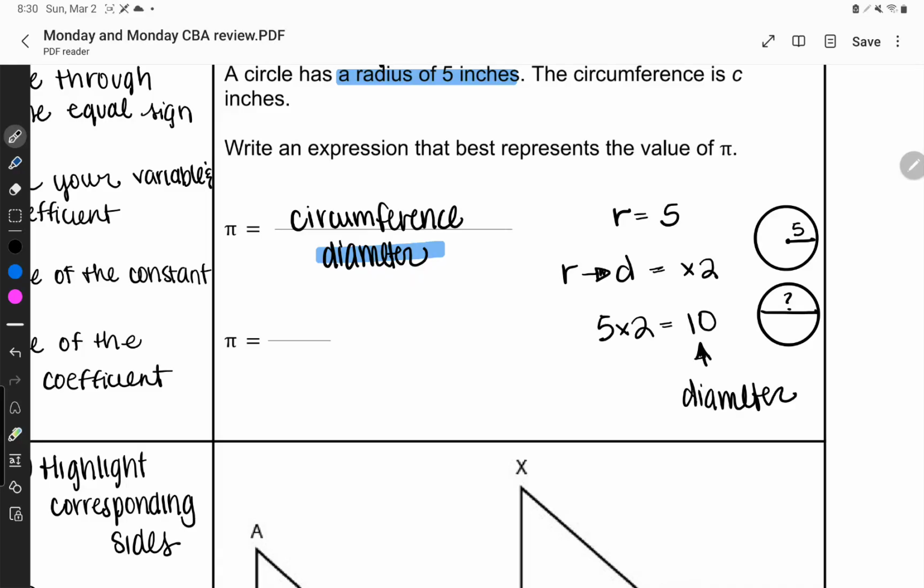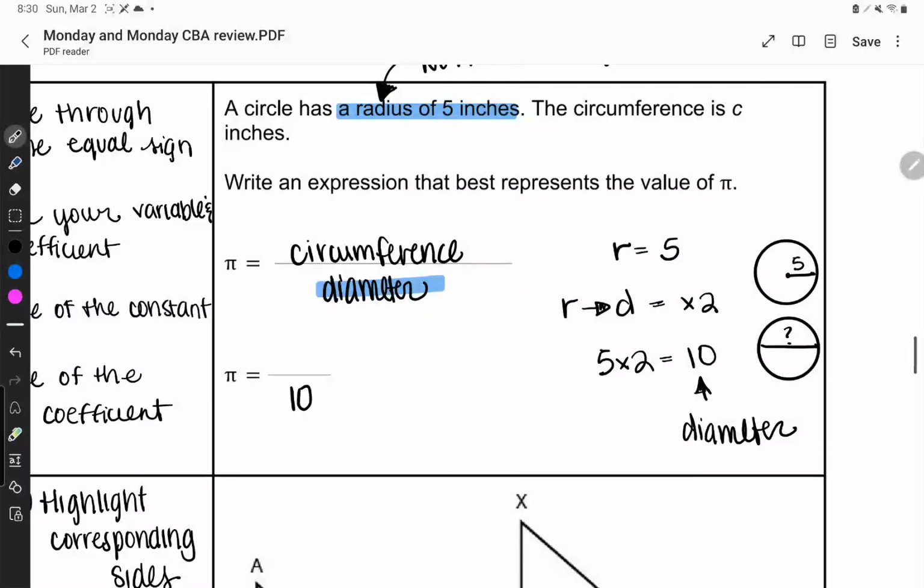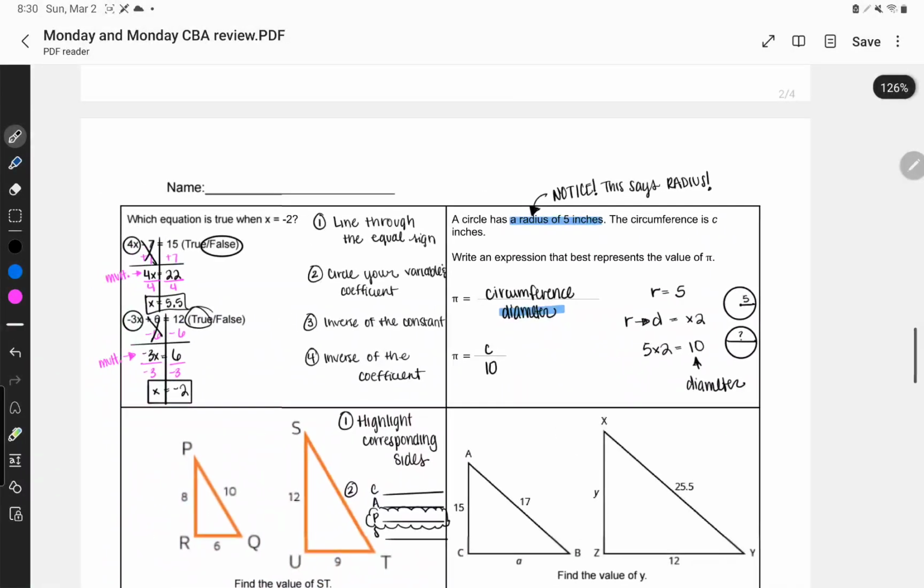Now remember, diameter is on the bottom, so I'm going to put 10 down here on the bottom. And then up on the top, I'm going to put whatever it says the circumference is. Well, it says the circumference is what? It says it's c. So we're going to put c right there.